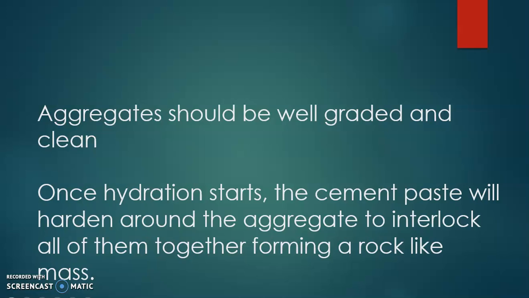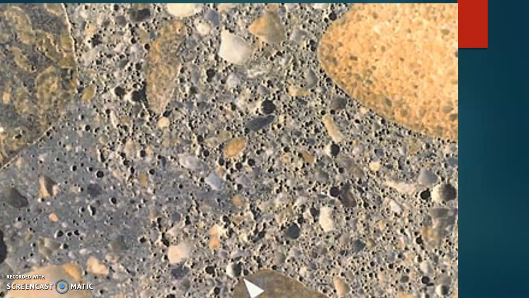Once hydration starts, the cement paste will harden around the aggregate to interlock all of them together, forming a rock-like mass. Here's a picture. This is a microscopic picture. These large areas are the coarse aggregate, and these smaller areas are your fine aggregates, with the cement paste bonded around them, creating concrete.